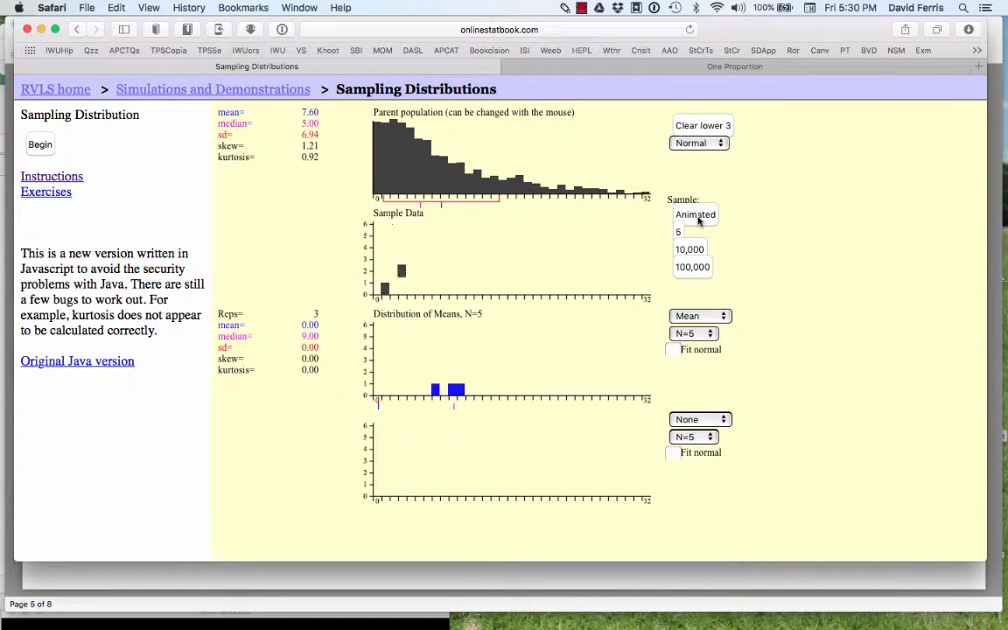So keep that thought. 1, 2, 3, 4, 5 pennies. There's the sample mean. Again, 5 pennies, and there's the sample mean. And again, sample mean.